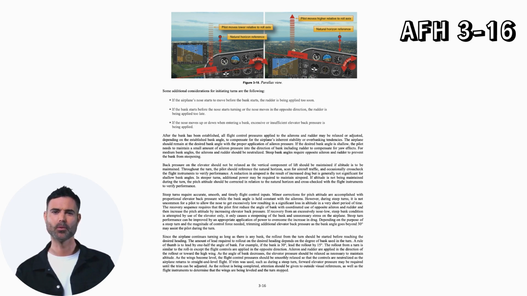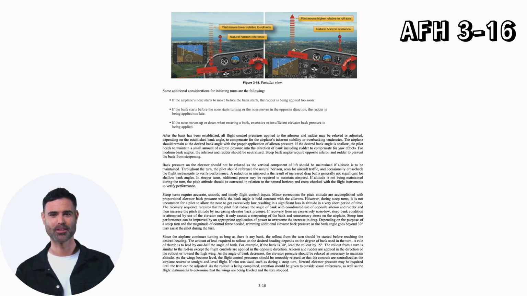The recovery sequence requires that the pilot first reduce the angle of bank with coordinated use of opposite aileron and rudder, and then increase the pitch attitude by increasing elevator back pressure. If recovery from an excessively nose-low, steep bank condition is attempted by use of the elevator only, it only causes a steepening of the bank and unnecessary stress on the airplane.